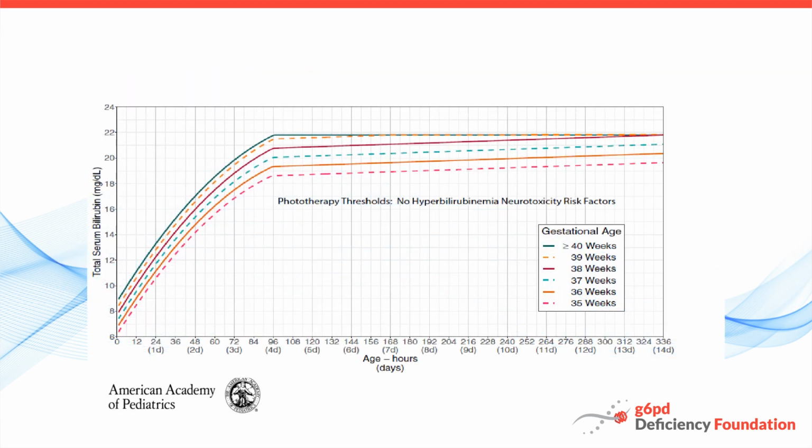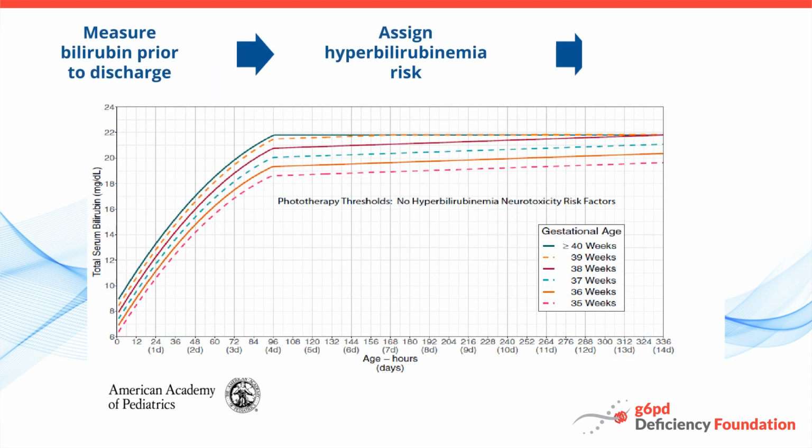For newborns, bilirubin tests are used to guide the use of phototherapy, timing of follow-up, and escalation of care to avoid the occurrence of hyperbilirubinemia. Shown here is an hour-specific bilirubin nomogram provided in the 2022 American Academy of Pediatrics Revised Guidelines for neonates who are born on or after 35 weeks gestation and who have no hyperbilirubinemia neurotoxicity risk factors. Under normal circumstances, bilirubin levels tend to increase after birth, gradually leveling out over time.